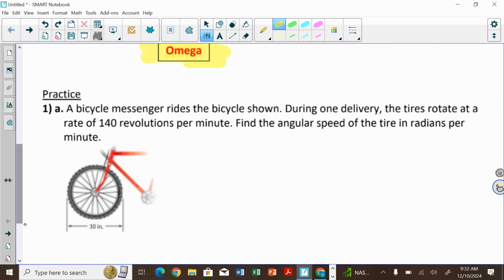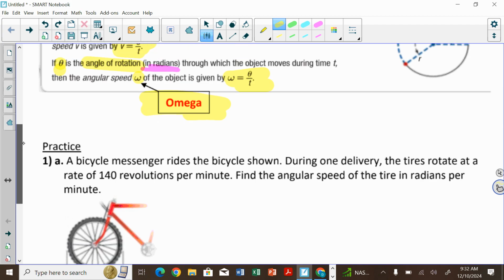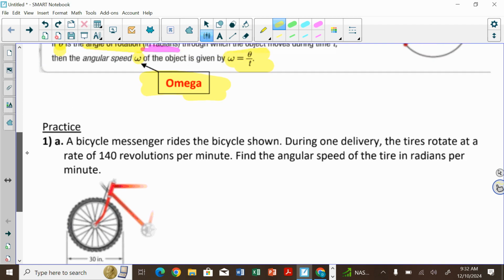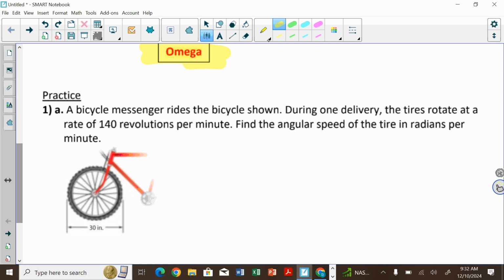All right, so we have a bicycle, and you're riding the bicycle. During one delivery, the tire rotates at about 440 revolutions per minute. So find the angular speed of the tire in radians per minute. For angular speed, we're looking at the second formula here, omega equals theta over time t.